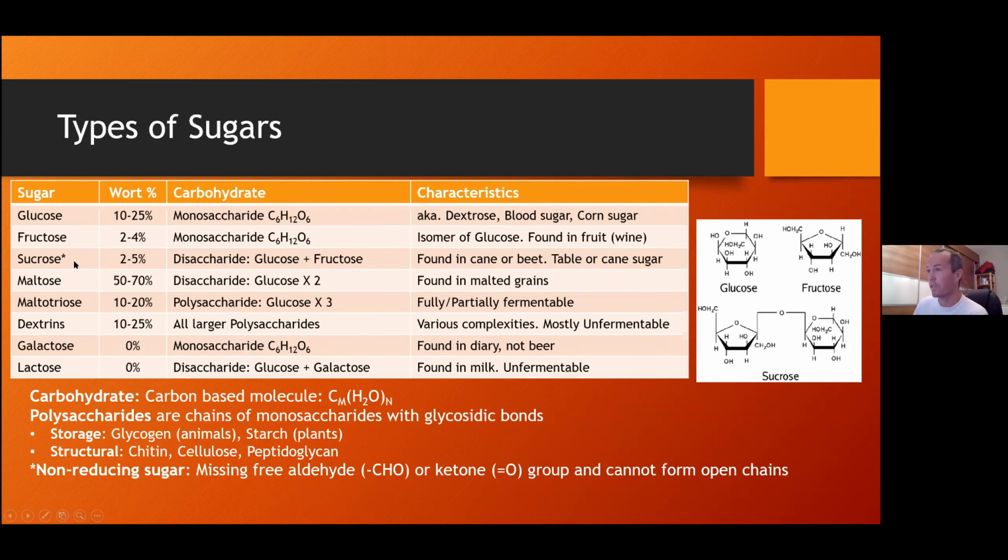Sucrose is a disaccharide, meaning it's a combination of glucose and fructose. This is found in cane and beet, and this is really where we get all our sugar. Pretty much 95% of all sugars you get is a form of sucrose. Sucrose is unique in that it's a non-reducing sugar, meaning it cannot make further chains, no larger chains of sucrose. There are other reasons, which we'll come to later on, that make sucrose quite unique.